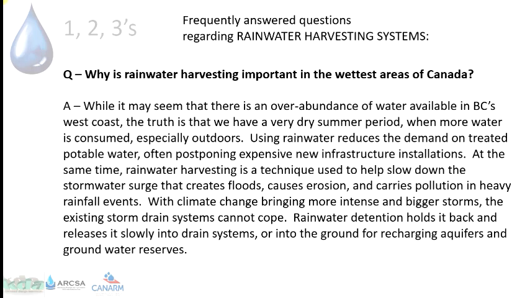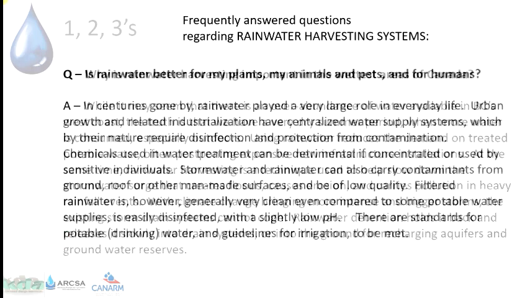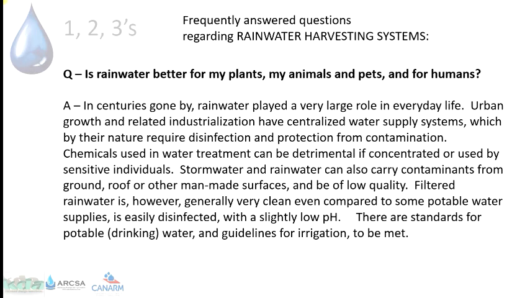And there's other aspects that go along with that as well. Is it better for my plants, my animals, pets, and for humans? A lot of people say yes. In fact, it was rainwater that we had in cisterns. When I was a kid, my grandparents had cisterns, and they would use that for watering plants in the house, in the garden. They would use that for washing hair. They would use that for other aspects too, I think, although they were hooked up to municipal water.